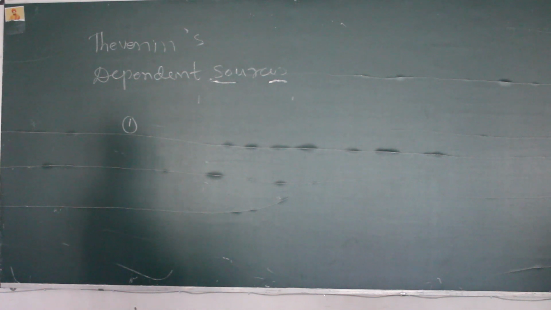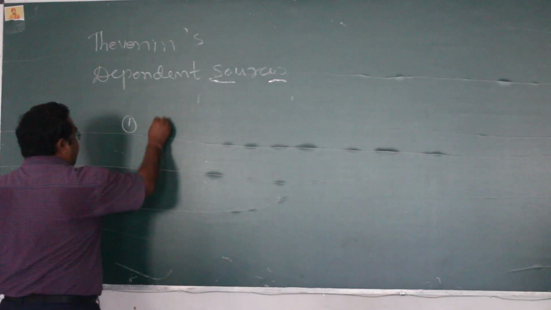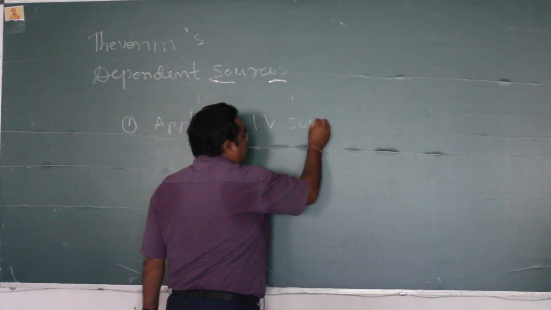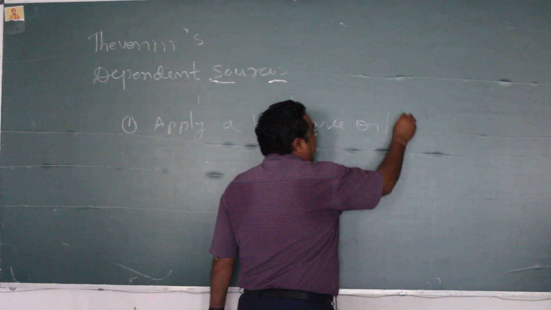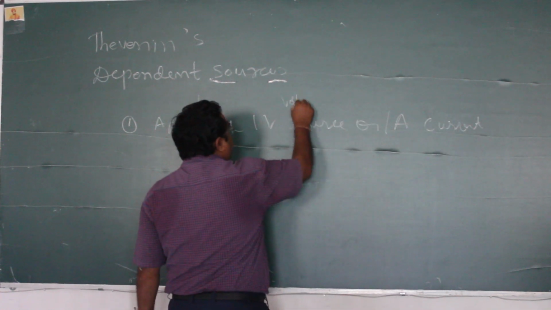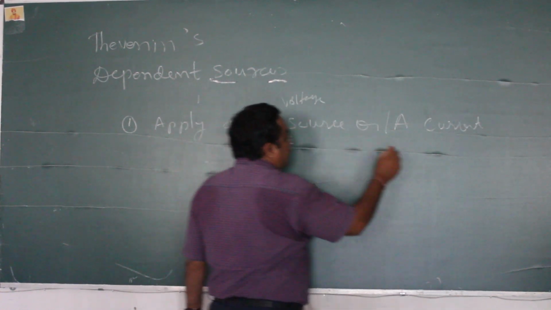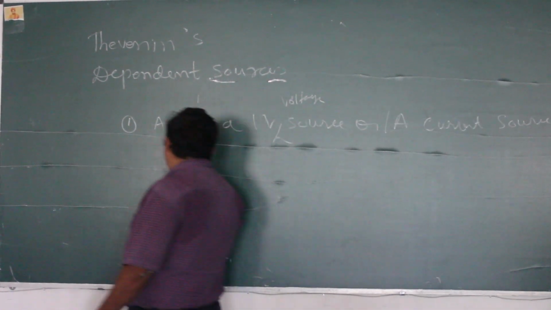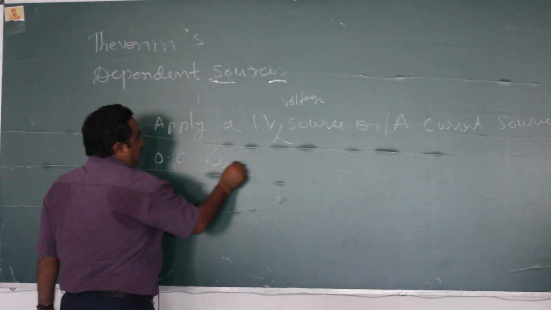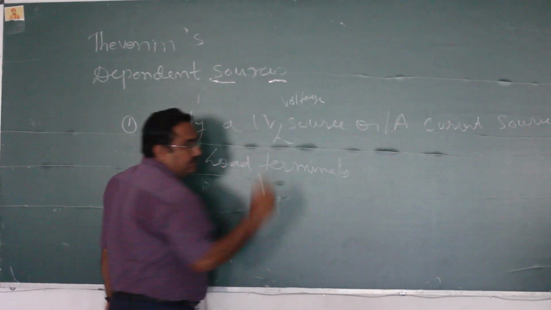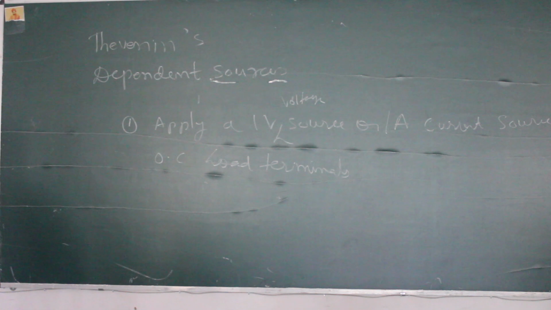The steps involved are: apply a 1 volt source, or a 1 ampere current source. This is a 1 volt voltage source, and this is a 1 ampere current source, at the open circuited load terminals. Very clear? Very clear or not? What you have to do?